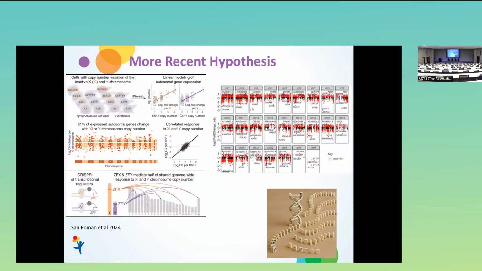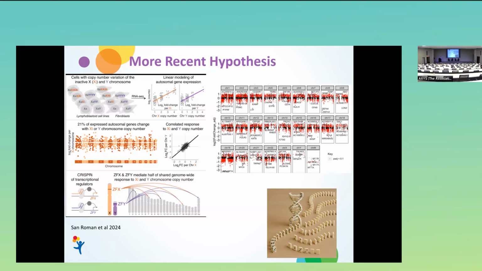But more recently, what we're realizing is this is much, much, much more complex. It's almost not just about the X and the Y chromosome or the overexpression of the genes just from that extra chromosome. What we're seeing is that the other chromosomes, the numbered chromosomes called our autosomes, also get impacted when there's an extra X or an extra Y. In fact, we can see that 21% of the expressed autosomal genes can be impacted in the presence of an extra X, even though it's inactivated, or an extra Y chromosome copy.